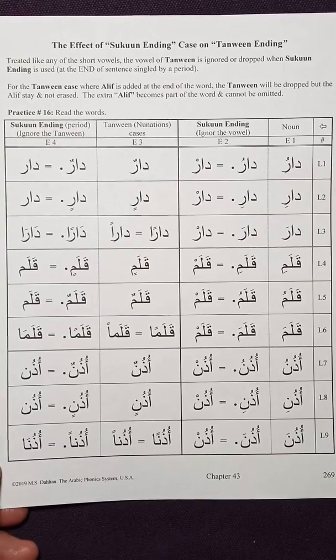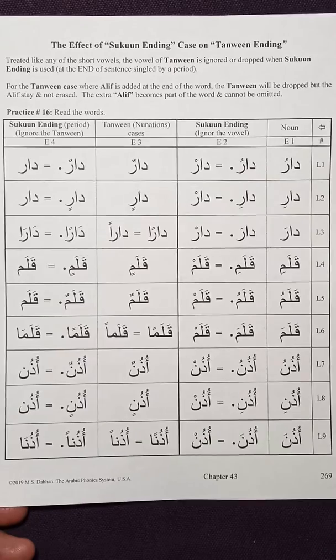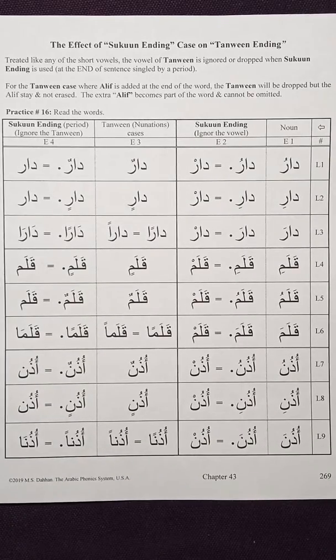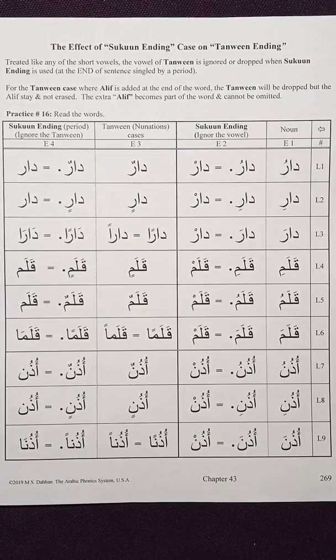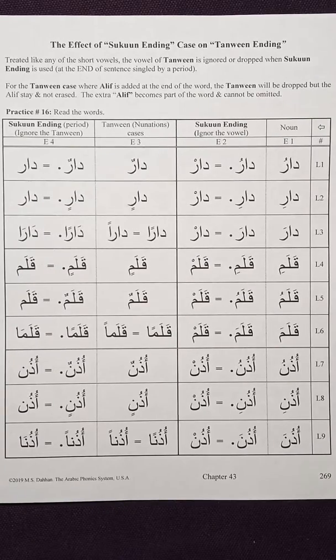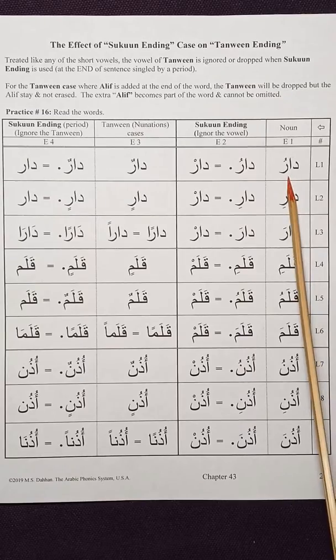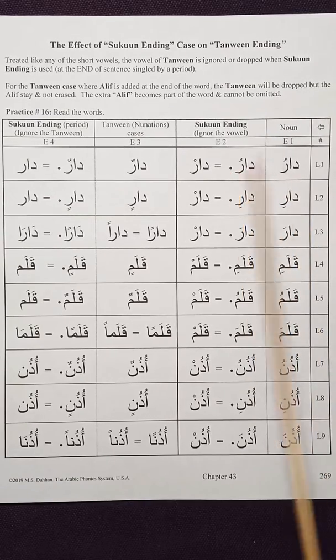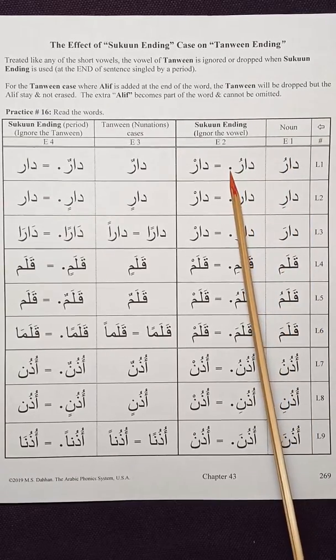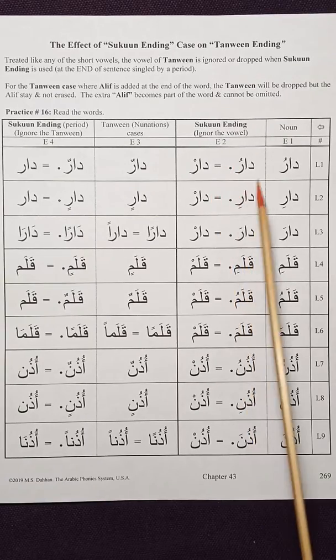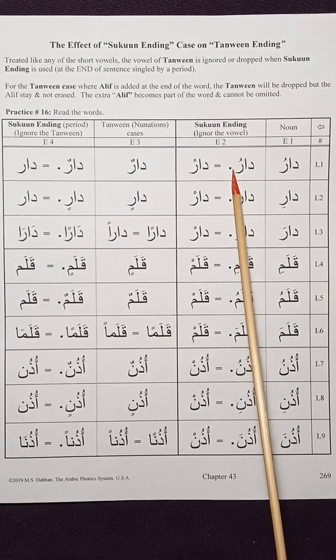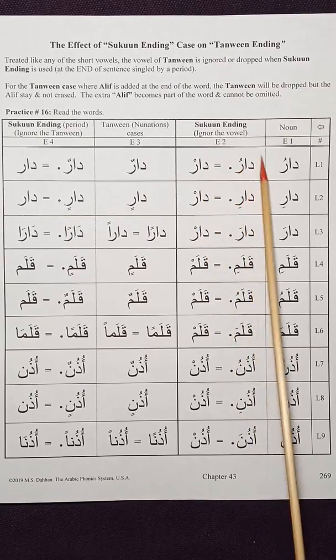What is this? The effect of sukoon ending on tanween ending. Let me stop for a second and read it before I talk. Okay, it didn't take me long. All right, when we have a sukoon ending, what we do is ignore the vowel, right? And tanween is no exception. This is, I think, a reminder here. Daru, when we put a dot or period, what does it indicate? It indicates a sukoon ending immediately. It should be read like this.